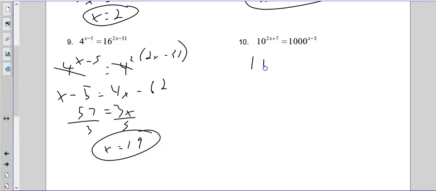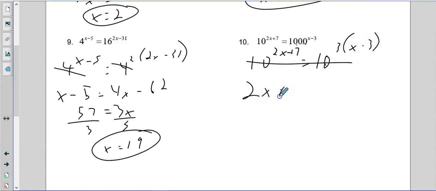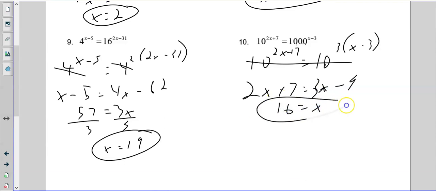And last but not least, 10 is just 10. And this is 10 cubed. Count the zeros. 1, 2, 3. X minus 3. So I have 2x plus 7 equals 3x minus 9. Subtract 2x. Add 9. That's it.